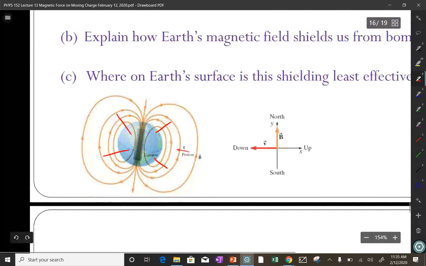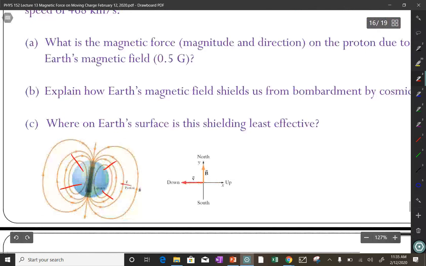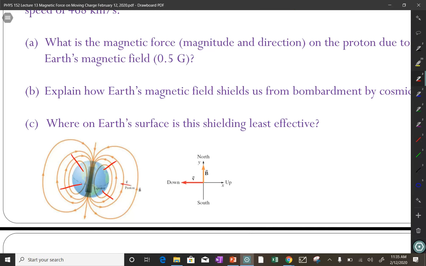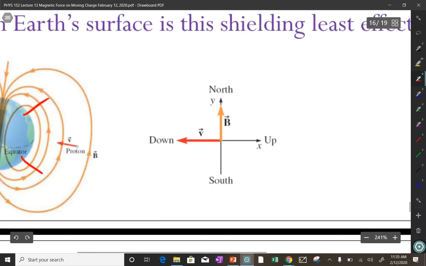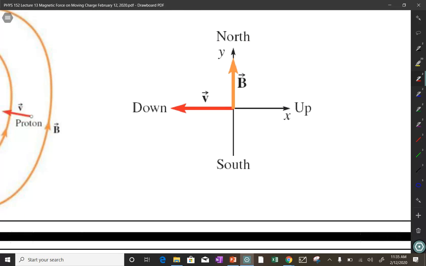Okay, so question number 1 was the magnetic force magnitude and direction? We're going to answer direction first. So I have the magnetic field and the velocity, write our equation here.